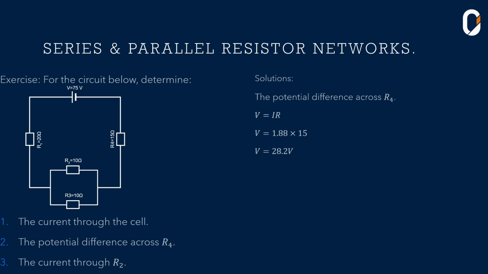And moving on to the current through R2. Again, we're going to introduce Ohm's law. V in parallel is equal to I multiplied by R. Substituting in my values, Vp is equal to 1,88 multiplied by 5, and that will give me a voltage value of 9,4 volts. Now we have the voltage, we're going to go on and calculate the current. I is equal to V over R again as per Ohm's law, and substituting in my values, I is equal to 9,4 divided by 10. That will give me a current value of 0.94 amperes.